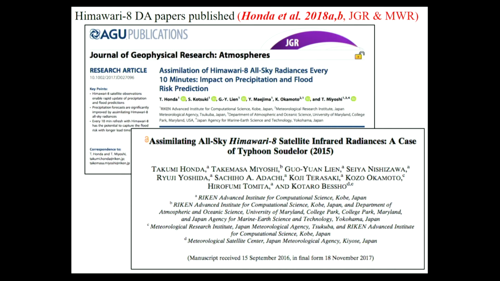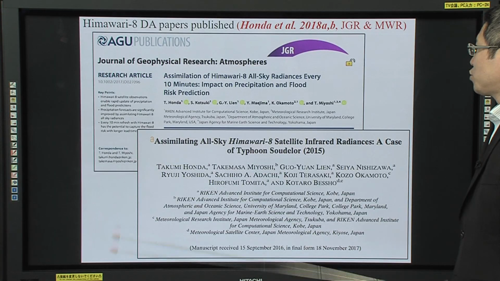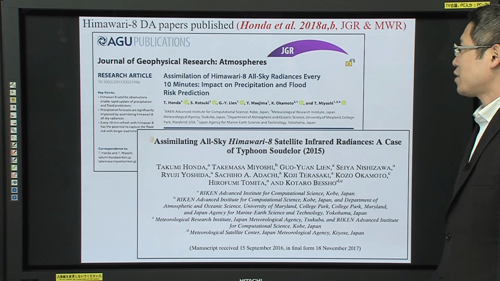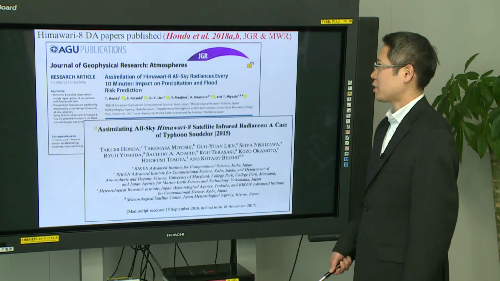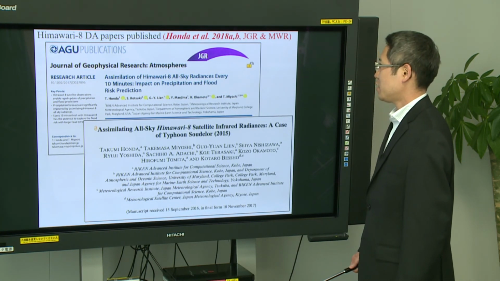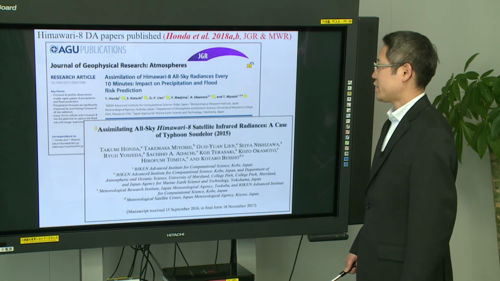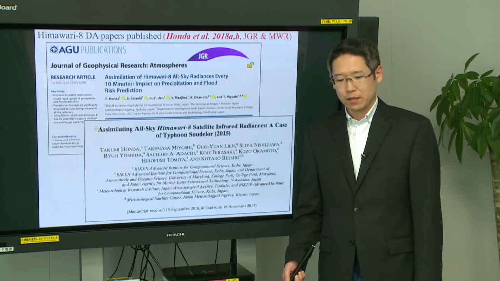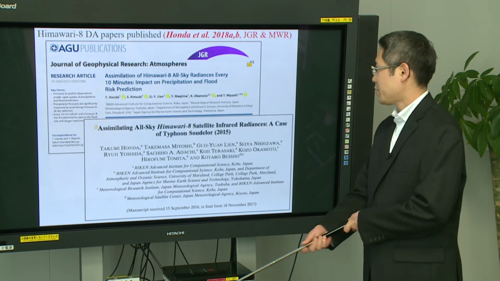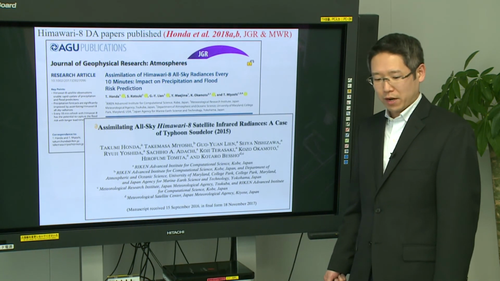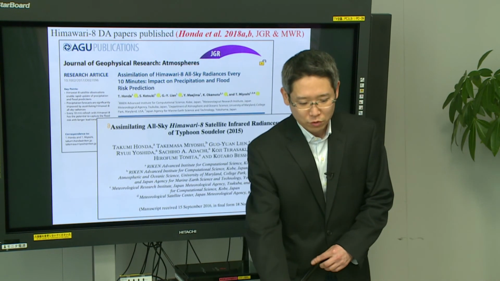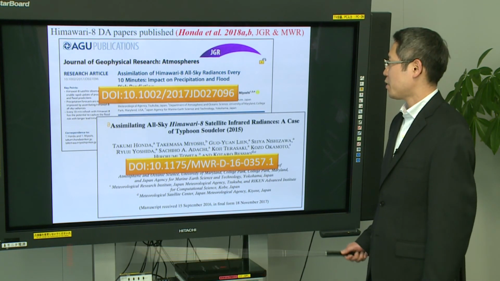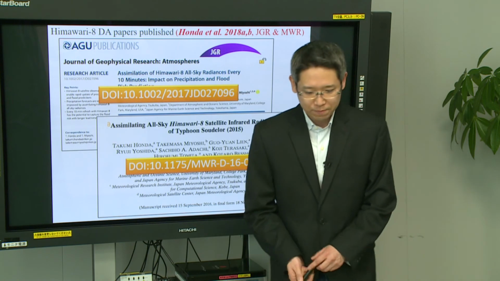The results that we had were published in these two journal publications. One is in the AGU, the American Geophysical Union publication, the Journal of Geophysical Research, Atmospheres. We have this paper published this January. And we also have another paper in Monthly Weather Review, of the American Meteorological Society, assimilating all-sky Himawari 8 satellite infrared radiances, a case study of Typhoon Soudelor 2015. These publications are publicly available at these DOI addresses.